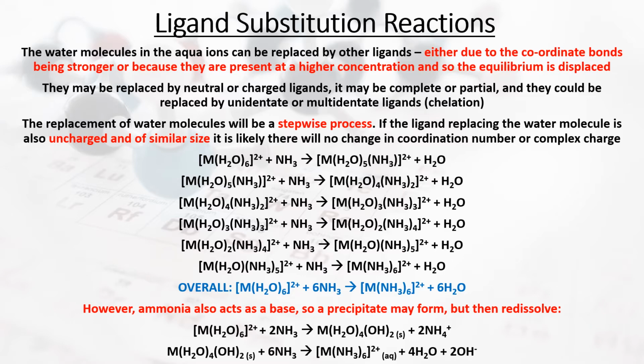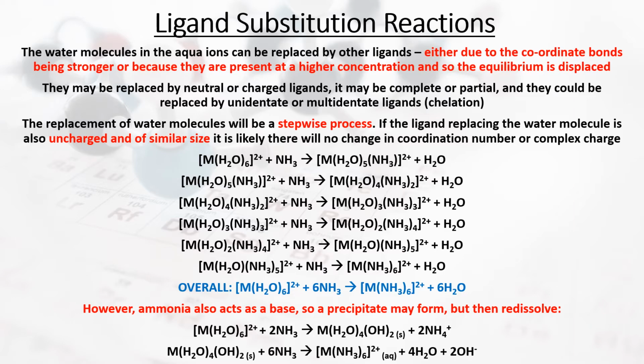We can just write it down as our overall change. But remember we said when we talked about our acid-base chemistry that ammonia also acts as a base. And so there's a few different ways that you can write these equations. If you know that it's definitely a ligand substitution reaction that's occurred and not an acid-base reaction, you can write the reaction just as that simple blue equation I've written there, hexaaqua ion reacting with 6 ammonias to produce the hexaamine complex and 6 waters.